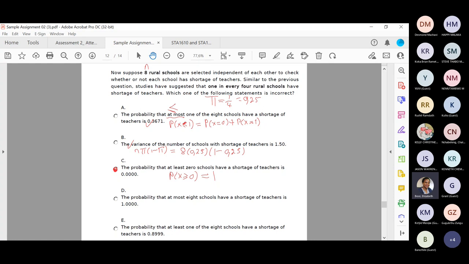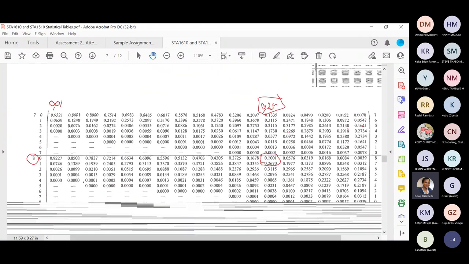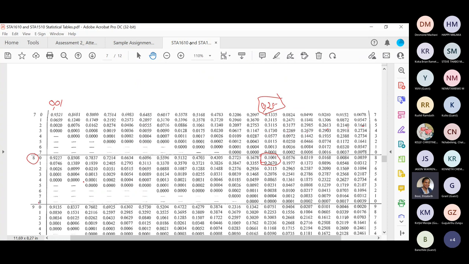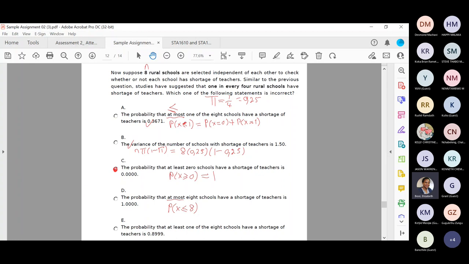The probability that at most eight, that X is less than or equals to 8. Because this is binomial with n of 8, it means it's all of them as well, so it should be equal to 1. So that is correct. The probability that at least 1, that will be the probability of X greater than or equals to 1. So that should be correct.